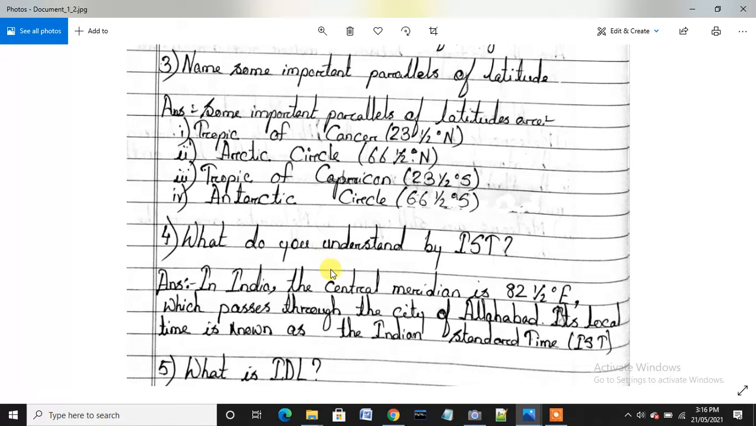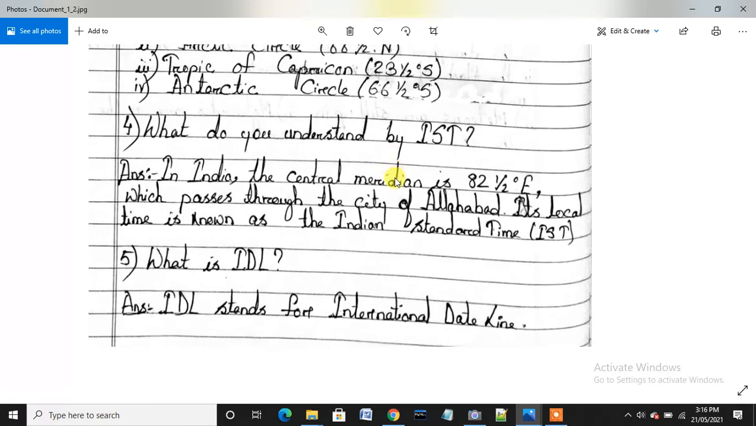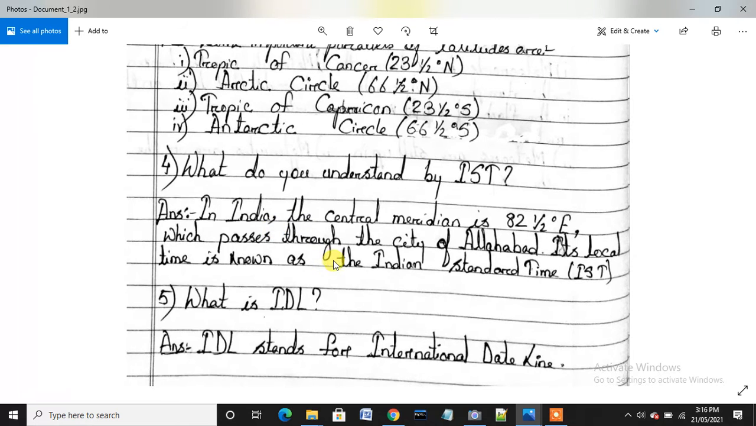What do you understand by IST? In India the central meridian is 82 and a half degrees east, which passes through the city of Allahabad. Its local time is known as the Indian Standard Time, that is IST. What is IDL? IDL stands for International Date Line.